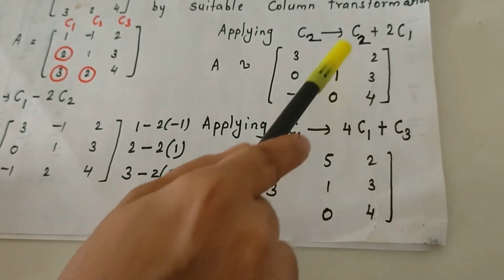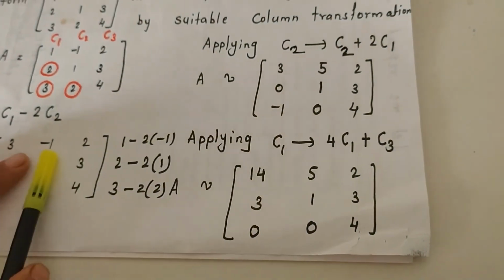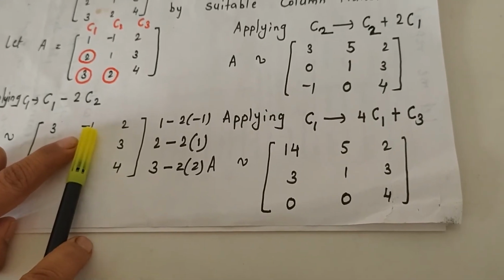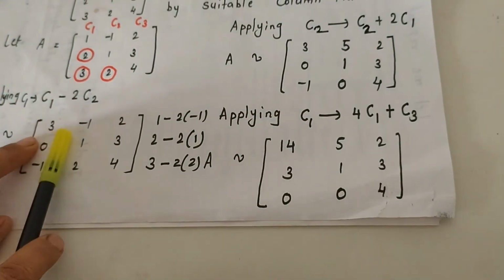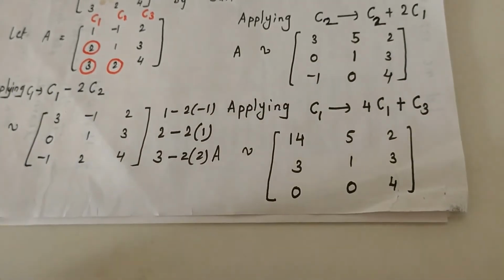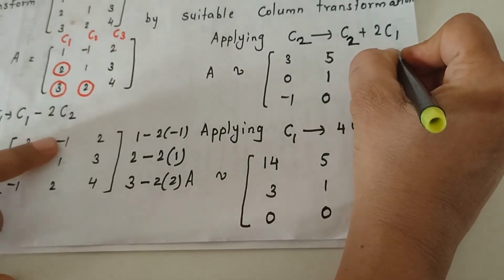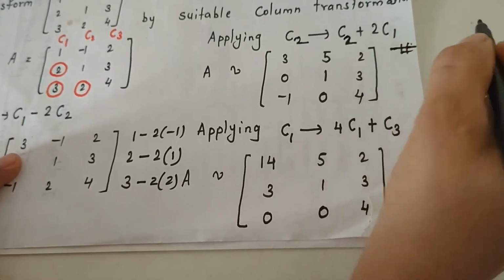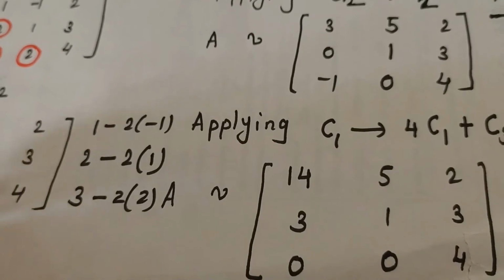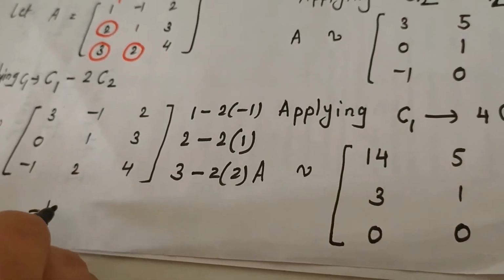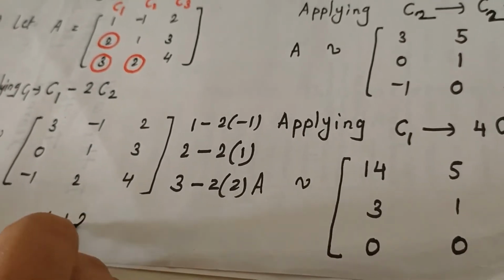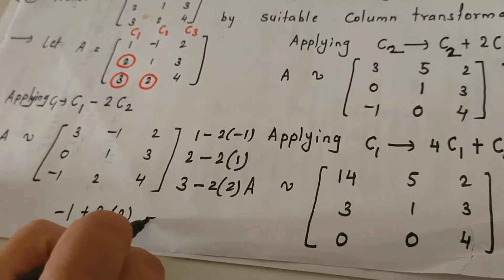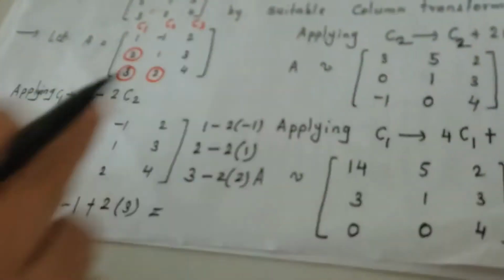Changes in C2 such that C2 plus 2C1. So applying this transformation, take the first element, minus 1 in C2, plus 2 into the C1 element, 3 into 3. Then we get 6 minus 1, 5.